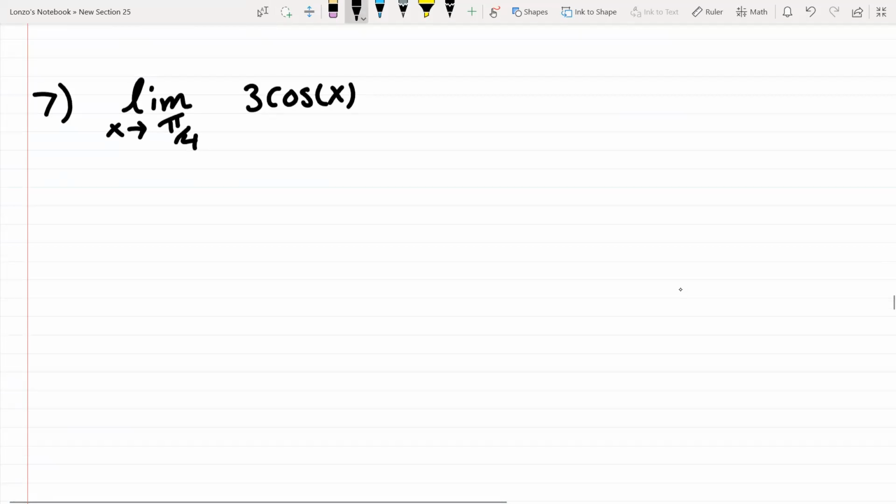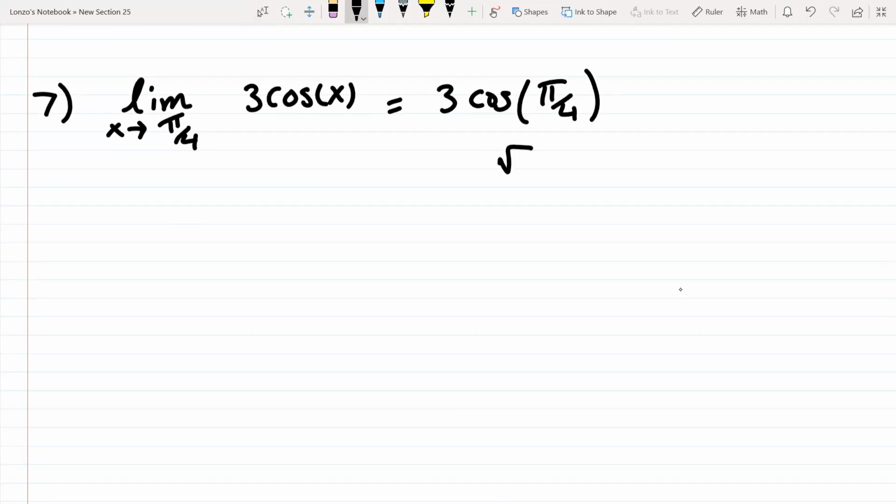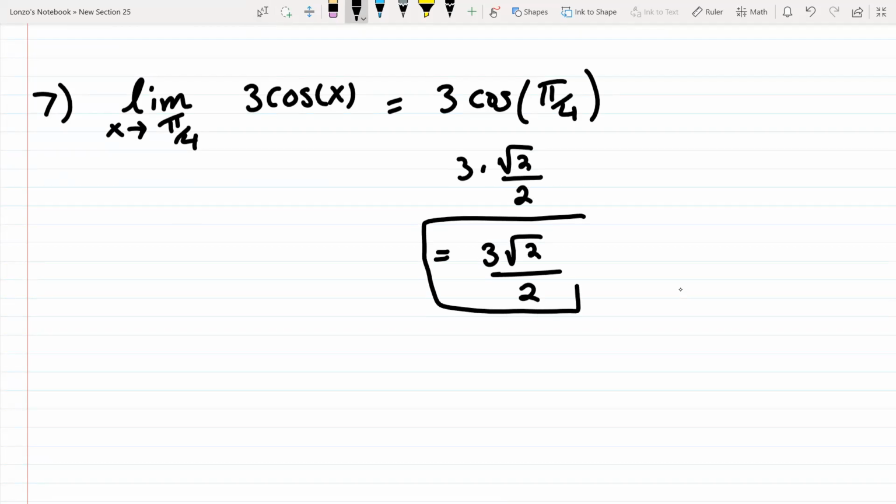Let's do the limit as x approaches pi over 4 of 3 cosine of x. Maybe if we just plug it in, we might get an answer. So this would be 3 times cosine of pi over 4. Cosine of pi over 4 is radical 2 over 2, times 3. So that's 3 radical 2 over 2. Okay, it's not 0, so we can use that number. Whoops, wait, my bad.